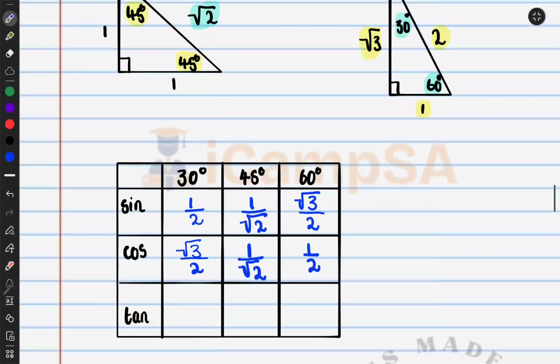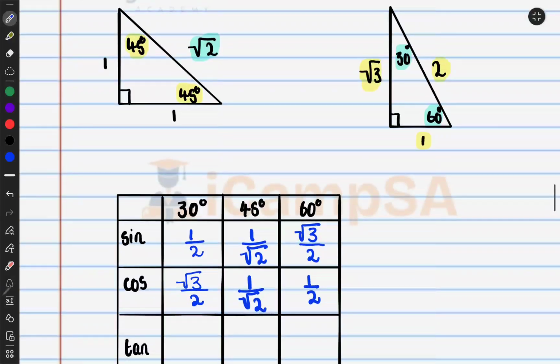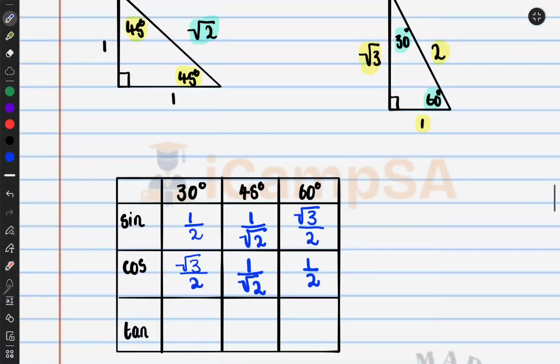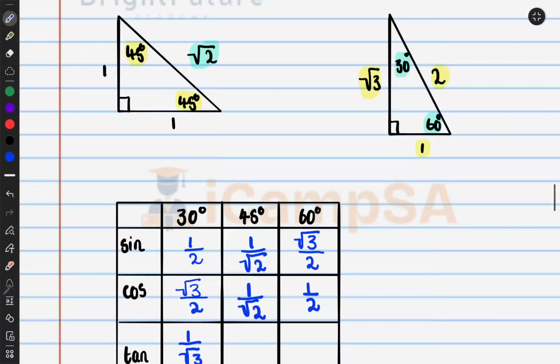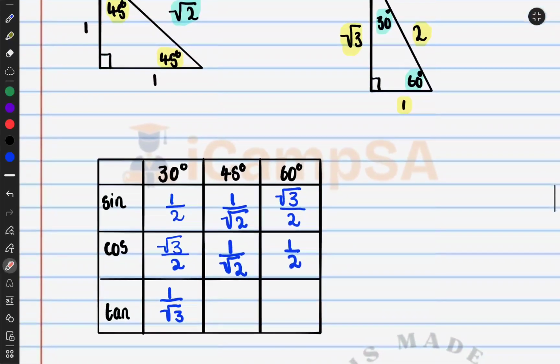And then next we have the tangent, the opposite side over the adjacent side. Let's start with 30 degrees. So tan of 30 degrees, we come to the special triangle. The side that is facing 30 degrees is 1, and the adjacent side is root 3. Therefore tan of 30 degrees is 1 over root 3. And for tan 45 degrees, opposite side 1 over adjacent side 1, so 1 over 1 is just 1.